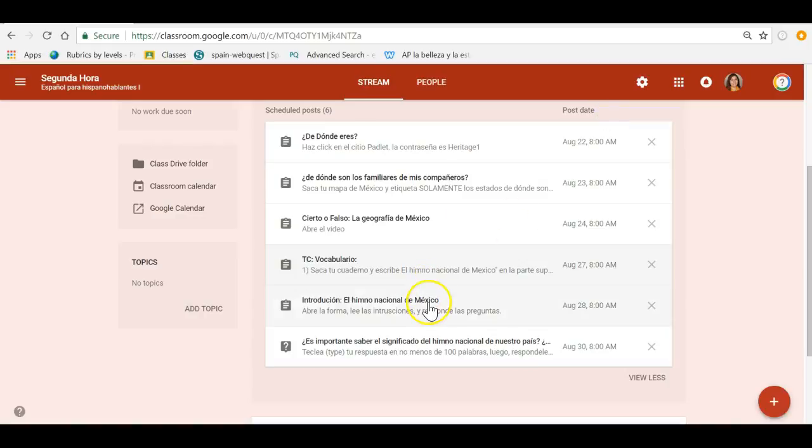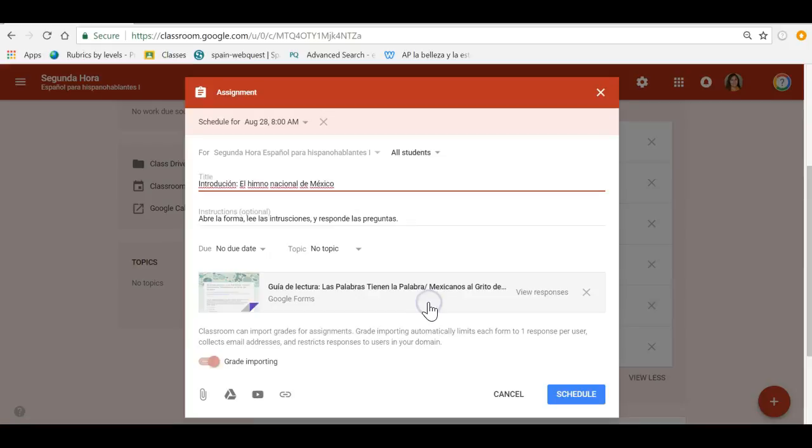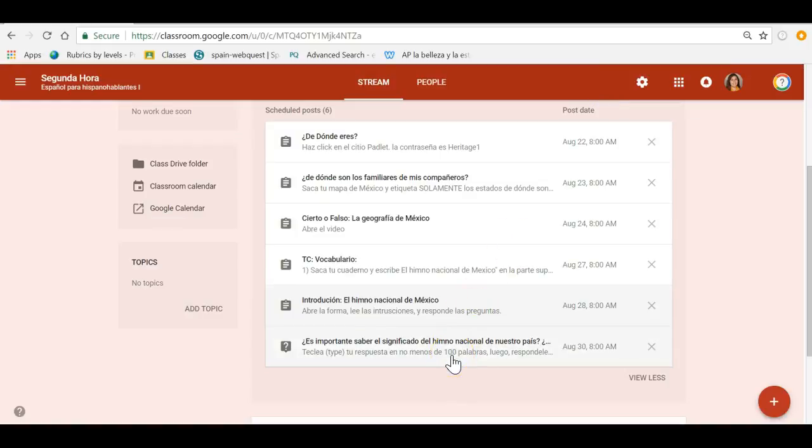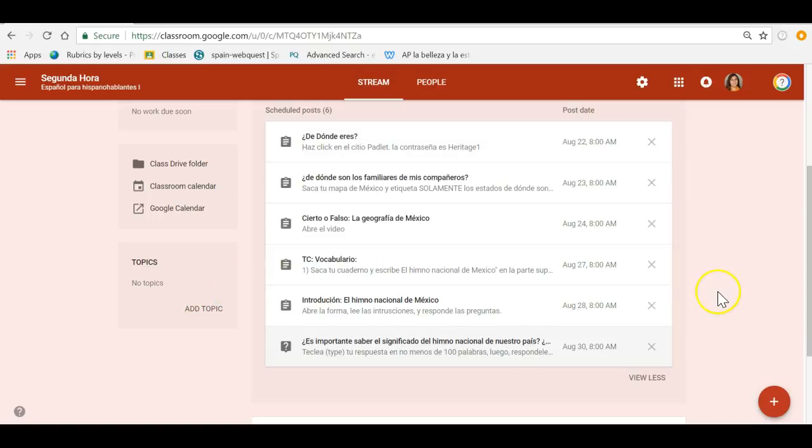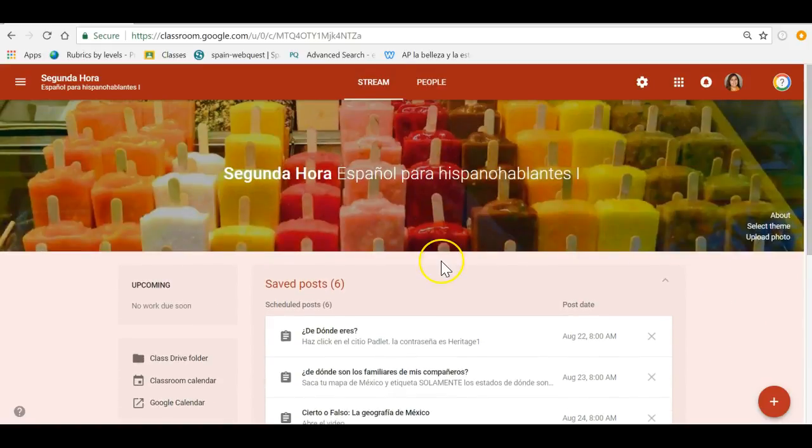And then we move on to the national anthem, where they have to copy the vocab from Quizlet. There is a national anthem introduction, so they have an article that they have to read, and then they have to answer some questions on Google Forms. And then lastly, it's a discussion question about whether it's important or not to know the actual meaning of the national anthem. Like, should Americans or Mexicans take the time to actually know what the national anthem means? And that's basically it. So this is what I have so far.